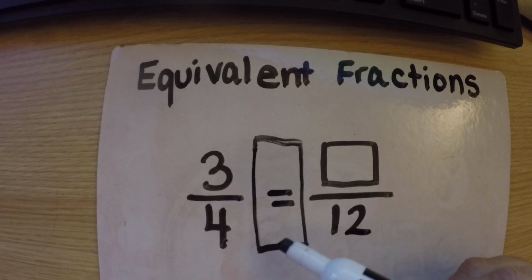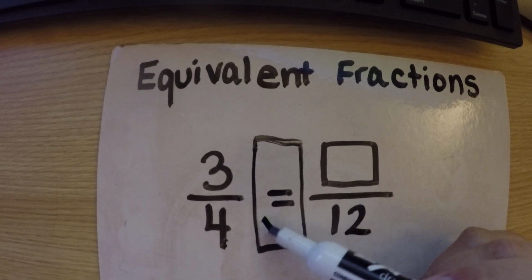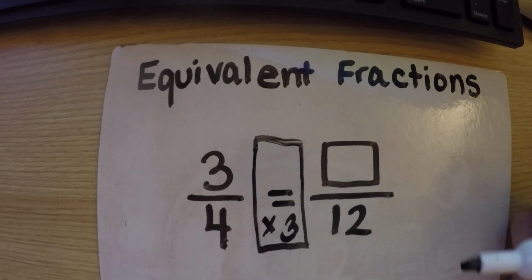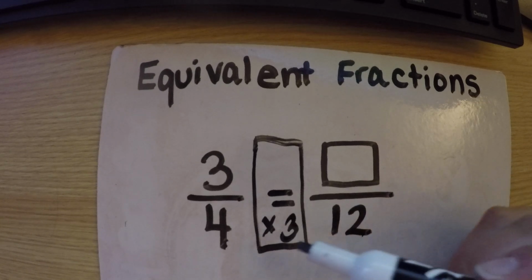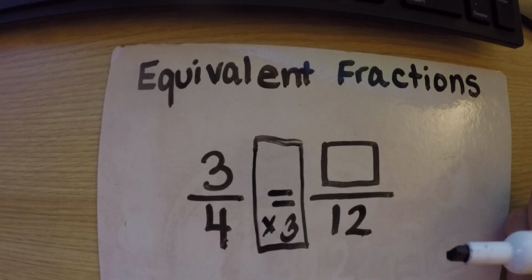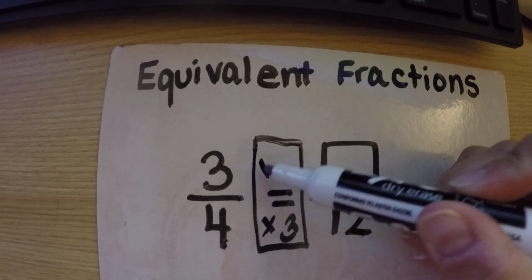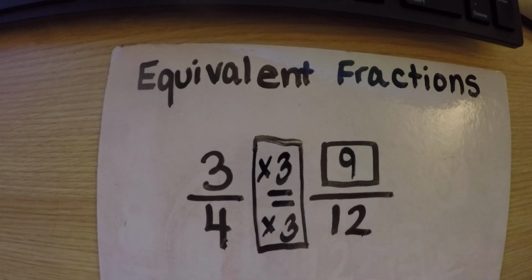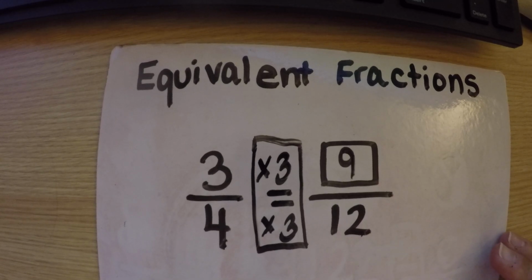So again, we're going to use multiplication. 4 times what gives me 12? This is why it's important to know our multiplication facts. So, as we know, 4 times 3 gives us 12. With that magic 1, we're going to use that same number. So 3 times 3 equals 9. Those two are equivalent fractions. 3/4 is equal to 9/12.